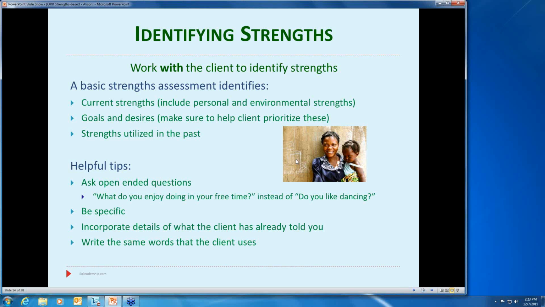So, most importantly, identifying strengths. Most basic strengths assessments will get the answers to 3 very basic questions. So the first is, what is going well? The second is, what would you like to see improve and how? And the last is, how have you been successful and have you seen improvement in the past? So you don't need to ask it like that, but it's important to get the information from those 3 questions.